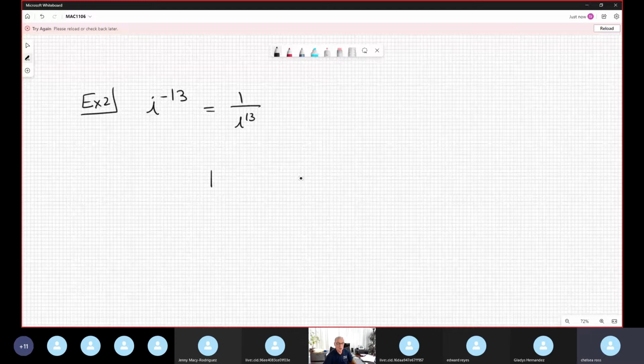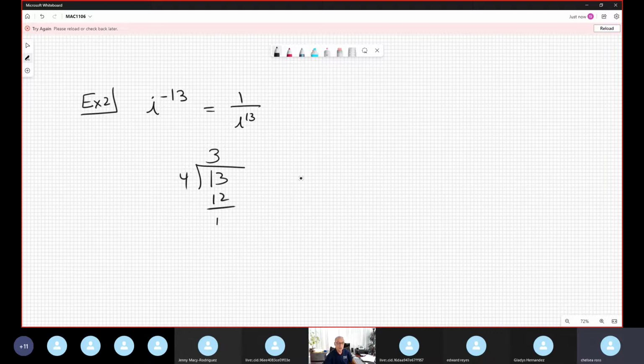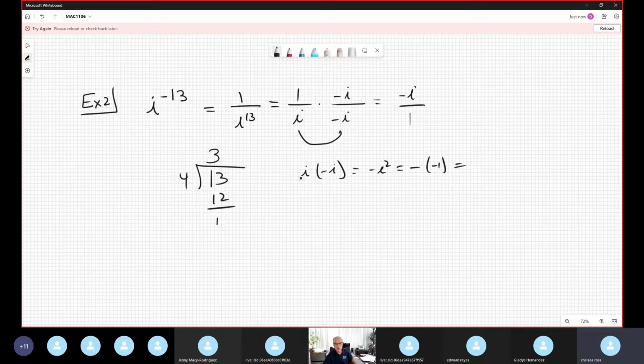Now I focus on the 13 power divided by 4. 3 times 4 is 12, remainder 1 again. So it's 1 over i. It's the same as I did before, no? Multiply by the conjugate again, negative i over 1. This times this together is i times negative i, which is negative i squared. i squared is negative 1, and negative times negative 1 is positive 1. The answer is negative i. Wow. But it's always the same? No, not always. It's a coincidence.